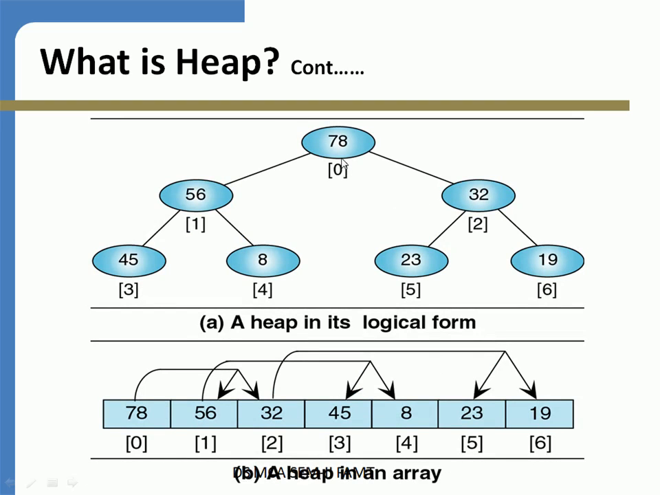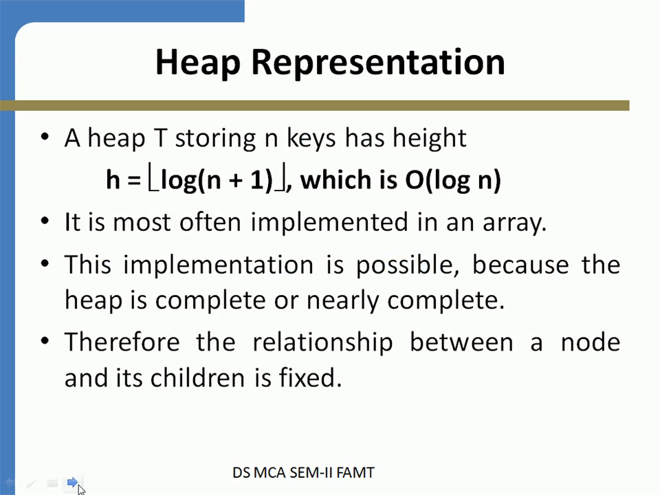Now this heap is represented in an array like this. So 78 is the root to which 56 and 32 are attached. At positions 1 and 2 we have 56 and 32, then to 56 we have 45 and 8, and for 32 we have 23 and 19. So a heap can be represented with the help of an array, and the representation of this heap using an array is shown in this slide.